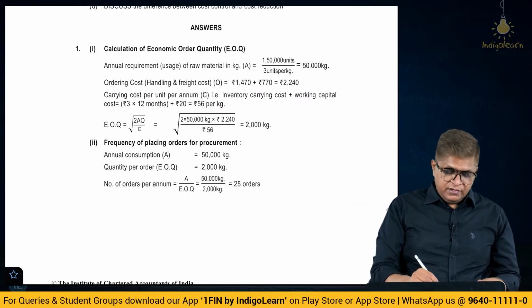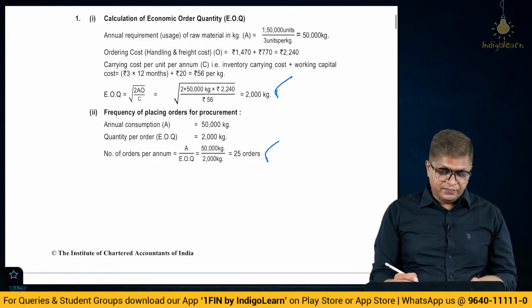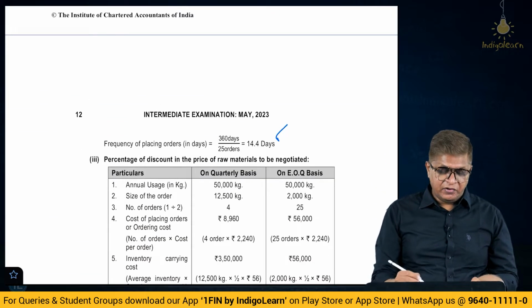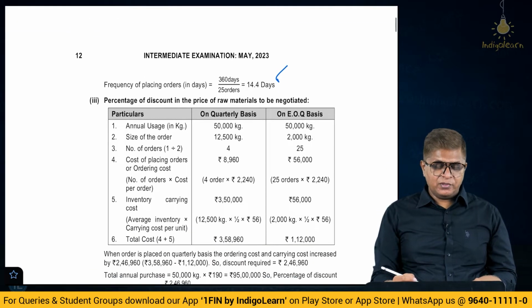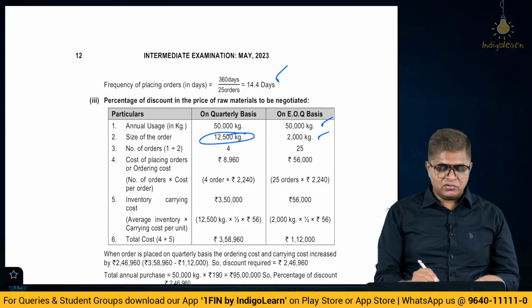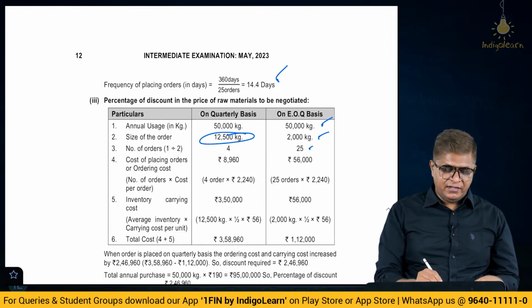So, EOQ we have calculated as 2000 kg, the number of orders were 25. The frequency of placing an order has come as 14.4 days, and then the discount to be negotiated. So annual requirement is 50,000 kgs. Under the EOQ we are ordering 2,000. Under this, as we discussed, 12,500 kgs per order. So number of orders 25 and 4.